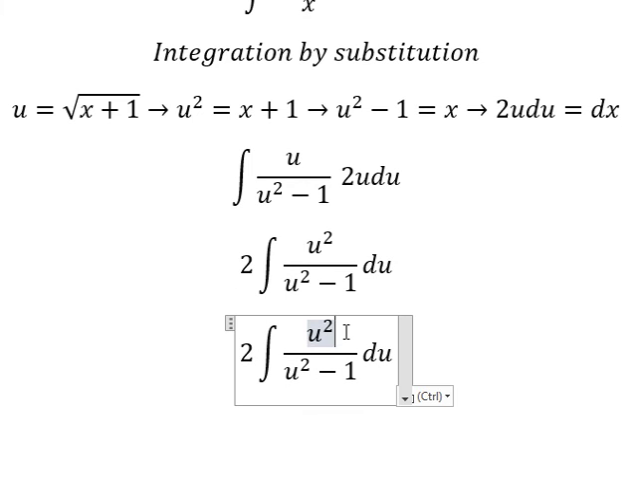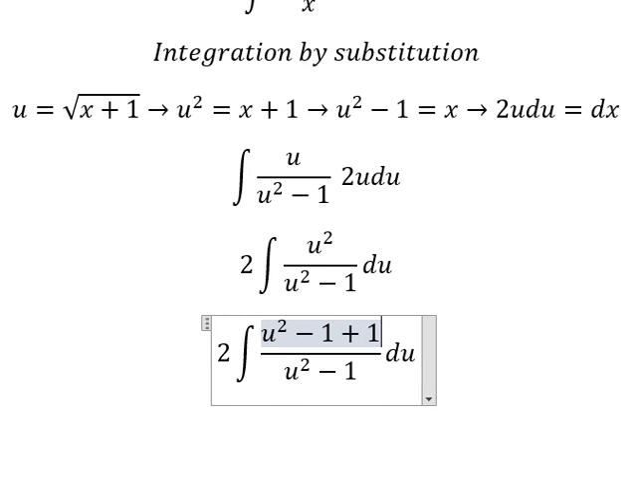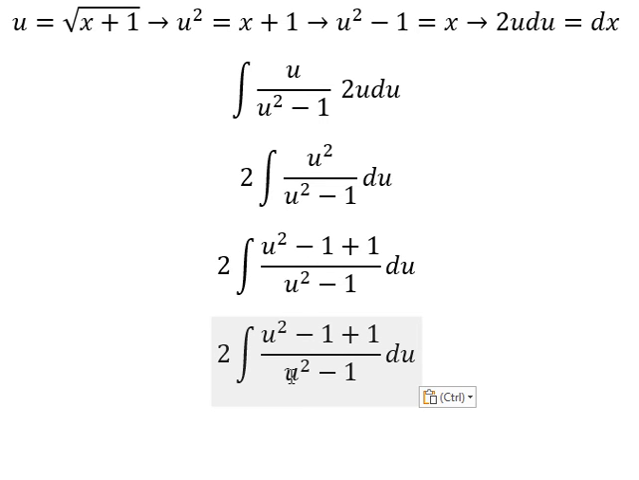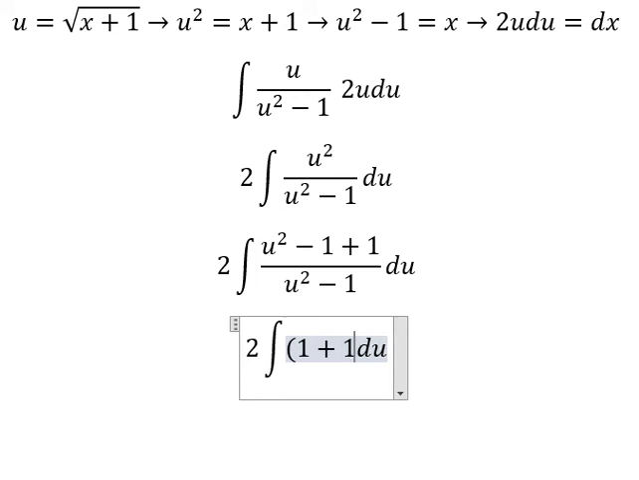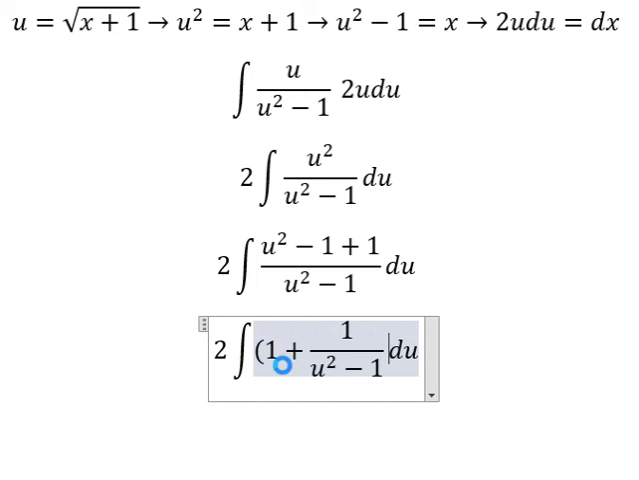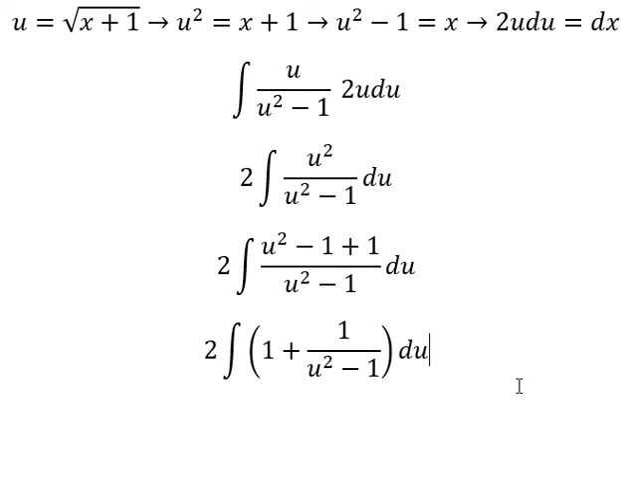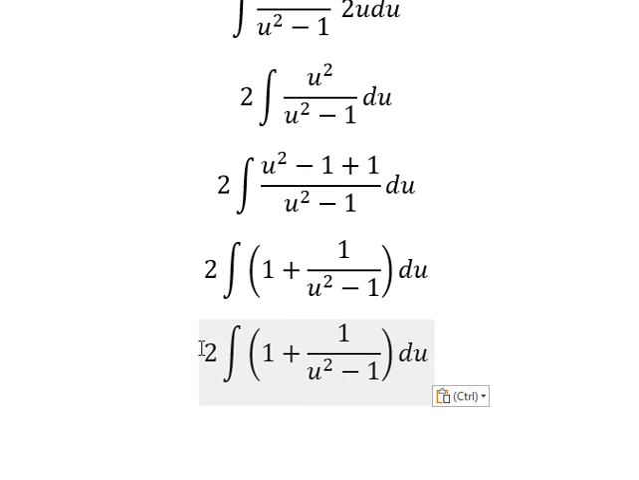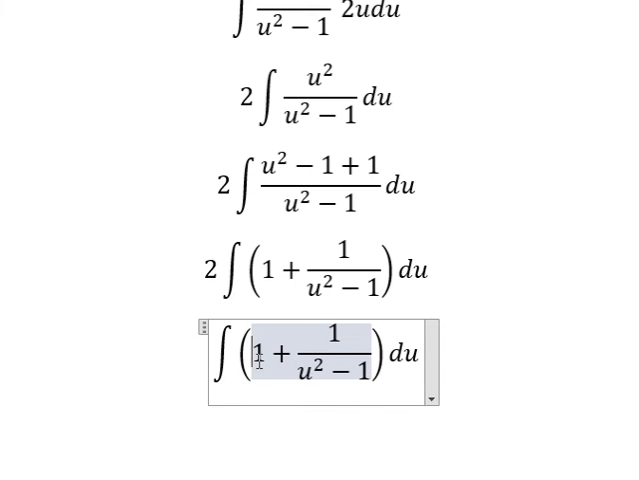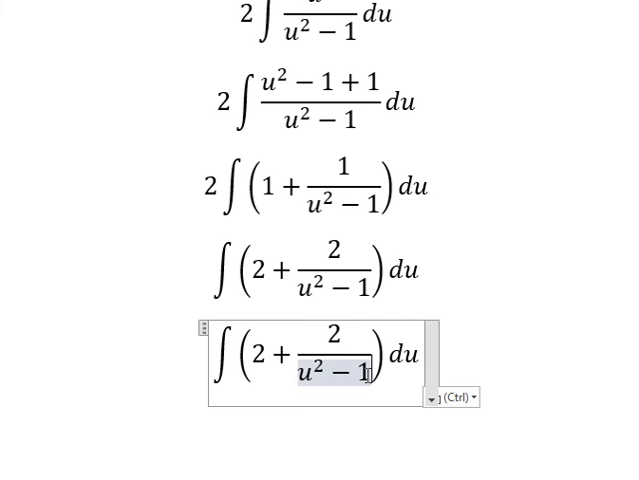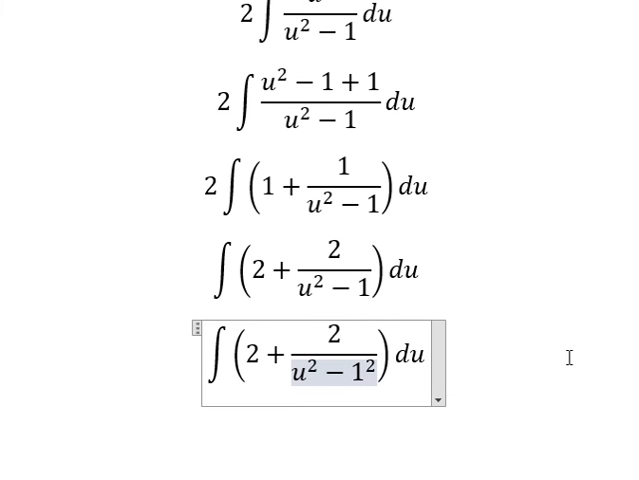Next I will add negative number 1. Later I will put back positive number 1. u squared minus 1 divided by u squared minus 1, we have number 1. Next, number 2 we go back in here. Next, u squared minus 1, we have number 1 squared here.